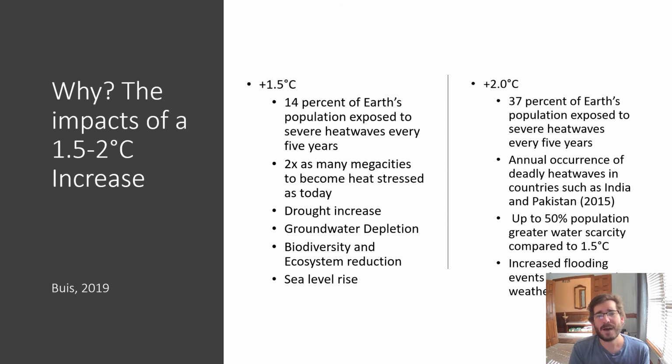At a 1.5 degree increase, you're looking at increases in drought, forest fires, extreme weather conditions, flooding, and invasive species that are bound to occur, with even more dramatic effects occurring at 2 degrees Celsius. This includes a 14% increase in population exposure to heat waves every 5 years at a 1.5 degree increase, compared with a 37% increase at 2 degrees.